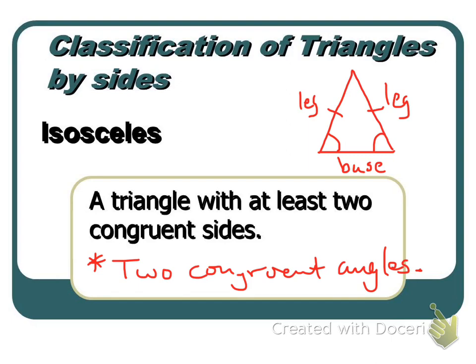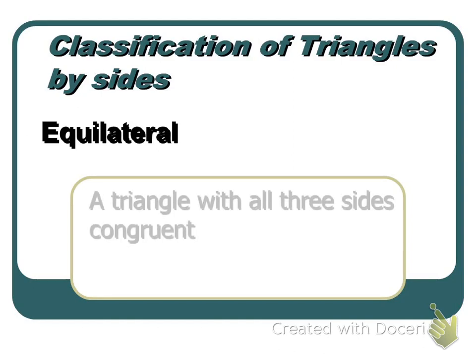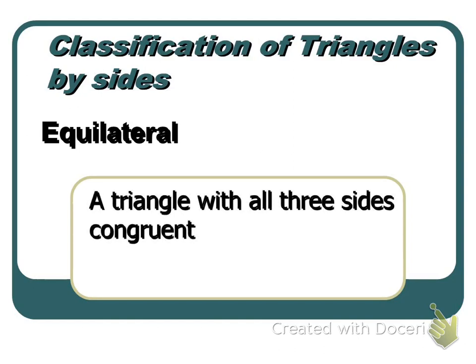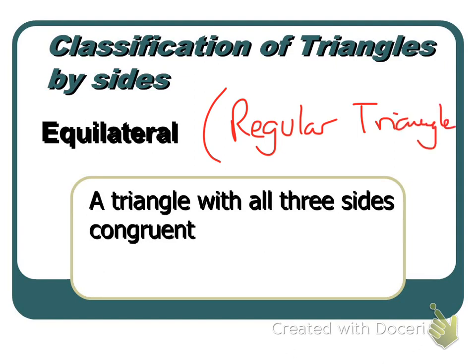All right, so the final one is an equilateral triangle. All 3 sides are congruent, which means also all 3 angles are congruent. A special name for this is also a regular triangle, a regular polygon. A regular triangle or regular polygon has all sides and angles congruent. So we can talk about regular polygons or regular triangles being equilateral. So we can classify triangles based on angles. We can classify triangles based on the lengths of their sides.